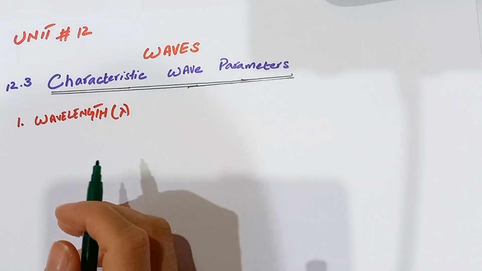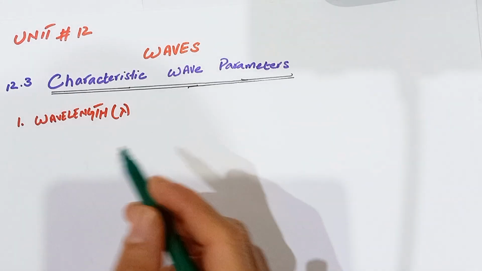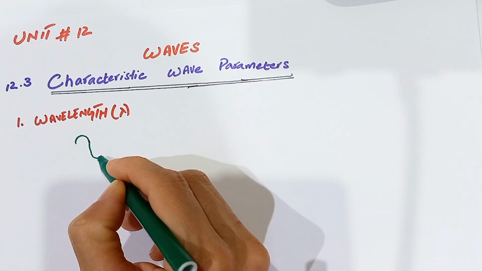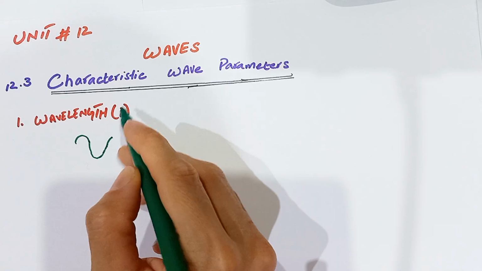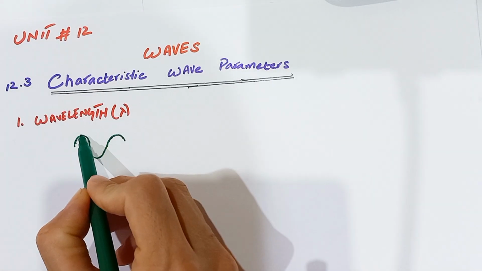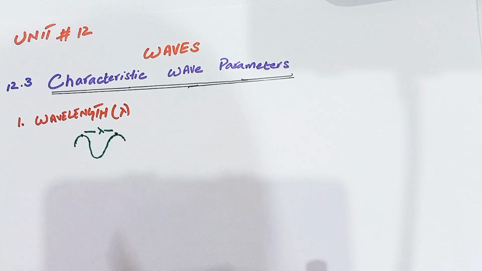Now we discuss the wavelength. What is the wavelength? Wavelength is the shortest distance between two identical points on consecutive waves. Here we take two waves. Wavelength is the distance between two consecutive points on the wave. Two consecutive points mean two points that are at the same position. This distance between the two points is known as lambda.